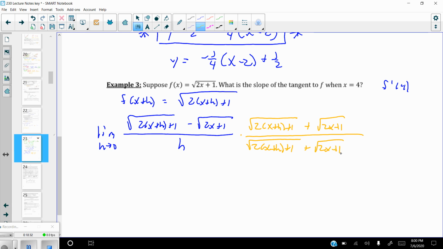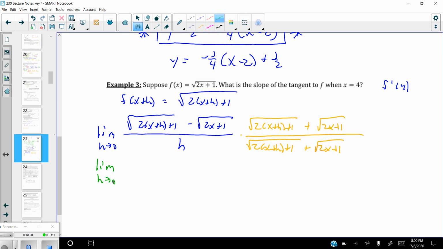And then remember, when you multiply the tops, you're foiling it. So you're going to multiply the first times the first. And because the outside and inside terms are going to go away because they're conjugates, you're just going to multiply the last times the last. So let's go ahead and write our limit.